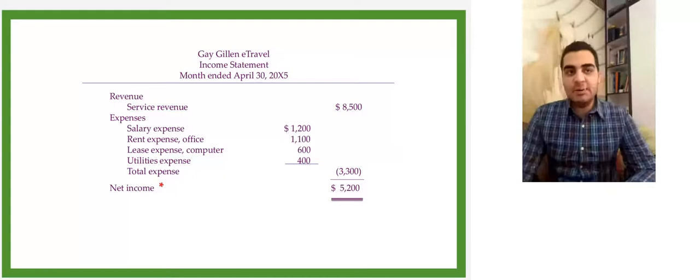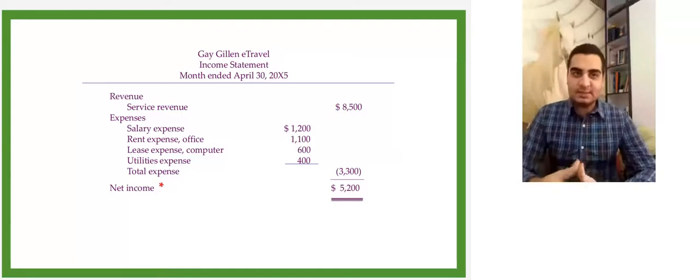Then we bring our expenses. We had salary expense, rent expense, lease expense, utilities. And if you sum all these expenses, you have a total expense of $3,300. If you subtract this amount from our total revenue, we're going to have a net income of $5,200.